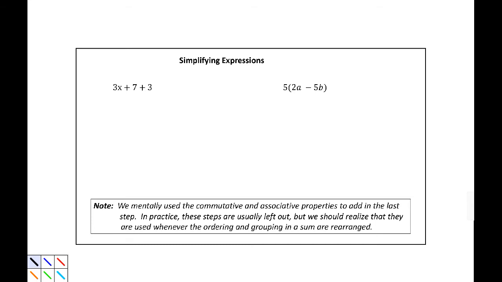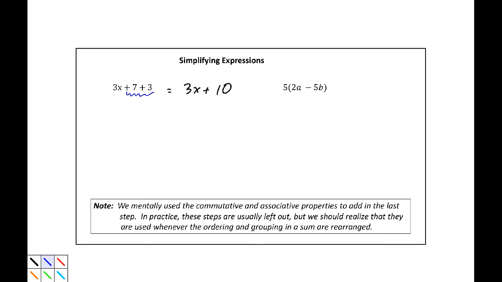Simplify another couple of expressions. We have 3x plus 7 plus 3. Now, there are no parentheses here, but we can combine terms. We can combine the 7 and the 3. They're both constants. These are like terms. So this would become 3x plus 7 plus 3 is 10. 3x plus 10.